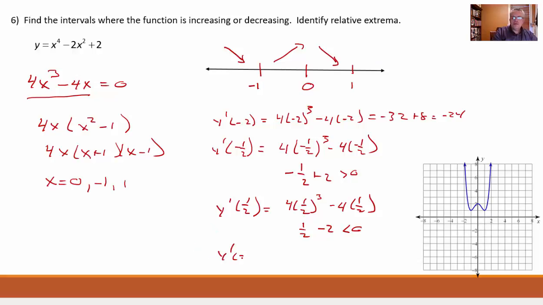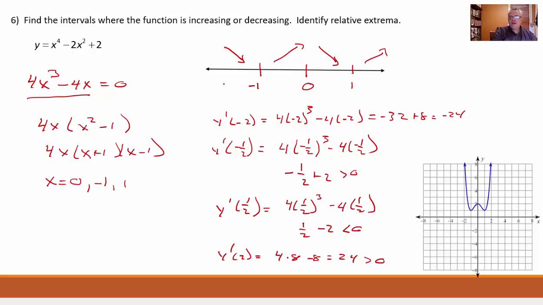Then our last interval at 2, let's put in 2. Y prime at 2 would be 4 times 2 cubed, which is 4 times 8, minus 4 times 2, which would be minus 8, is 24. It's positive. So it's increasing.